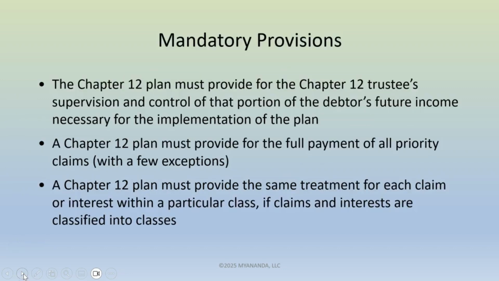The mandatory provisions are that the plan must provide for the Chapter 12 trustee to have supervision and control of the portion of the debtor's future income necessary for the implementation of the plan. And the plan must provide for full payment of all priority claims. There are some exceptions, as we always have seen. And it must provide the same treatment for each claim or interest within a particular class, if claims and interests are classified into classes.